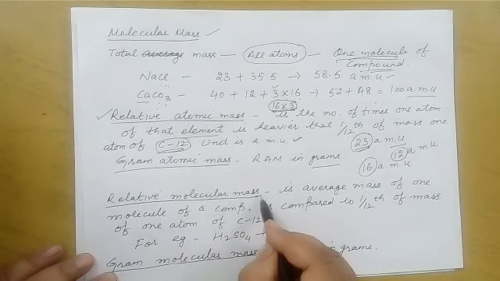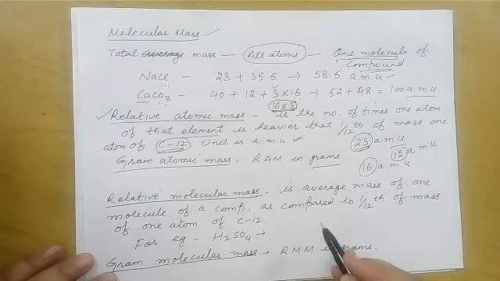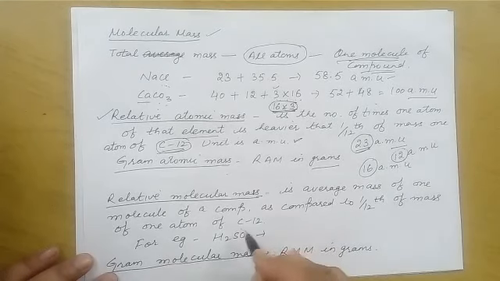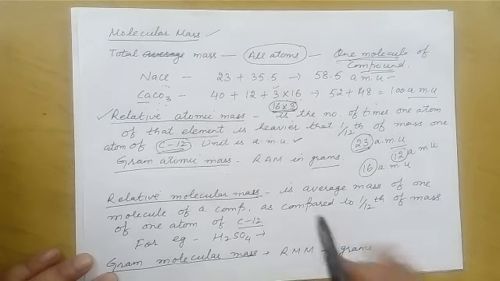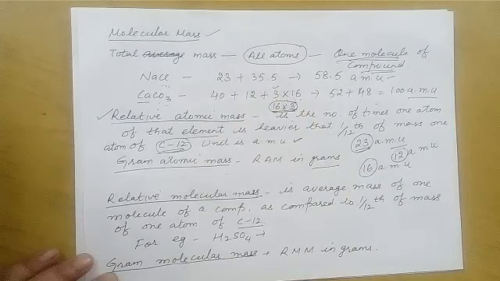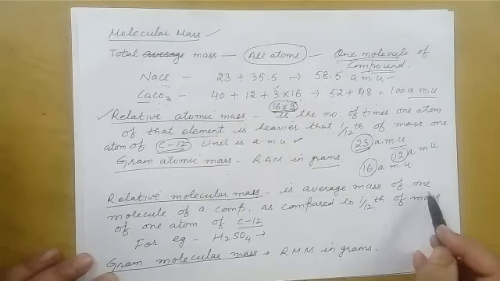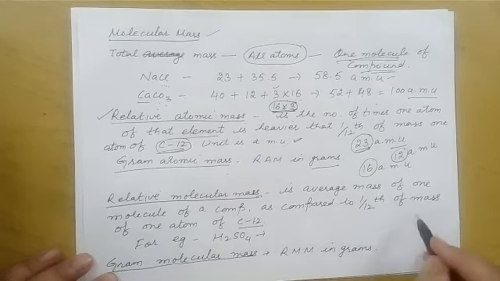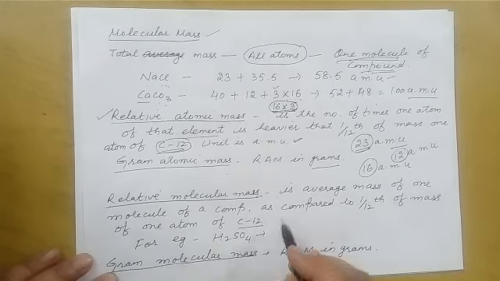Relative molecular mass. The comparison is again with 1/12 of mass of one atom of carbon 12. Now this time we are going to take one molecule of a compound instead of one atom. So this is the average mass of one molecule of a compound as compared to 1/12 of mass of one atom of carbon 12.